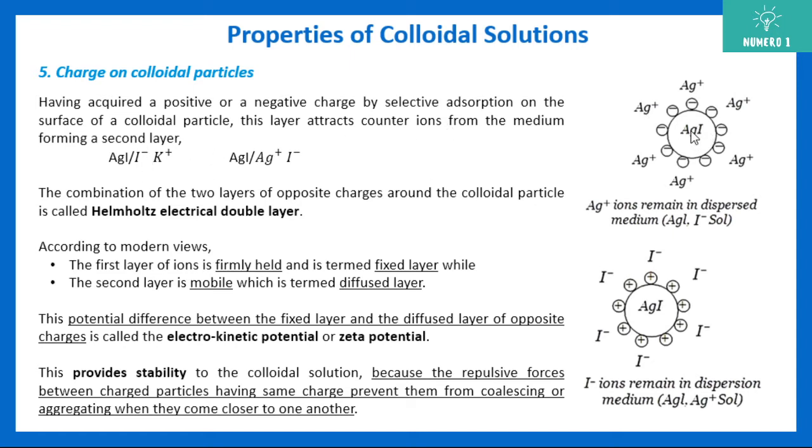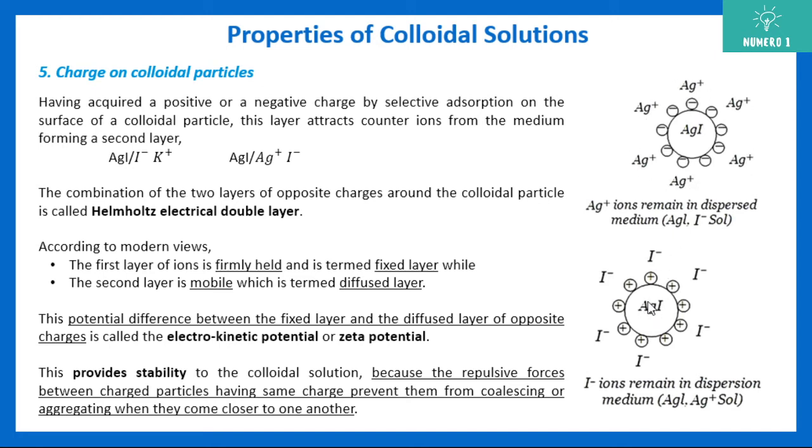You can consider this example: AgI is here. It has adsorbed I minus, iodine minus is here. So obviously this will attract some positive charges. Okay. So Ag plus ions are outside. So this is the first layer and this Ag plus is the second layer.